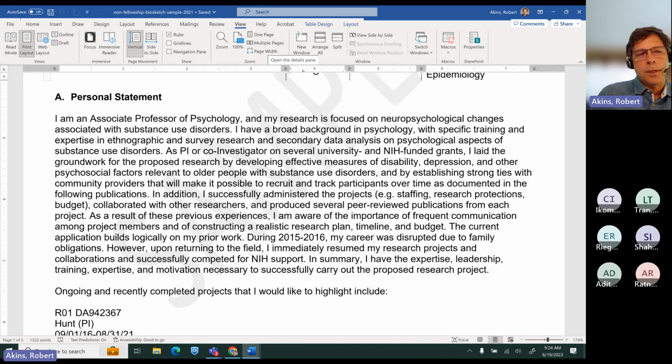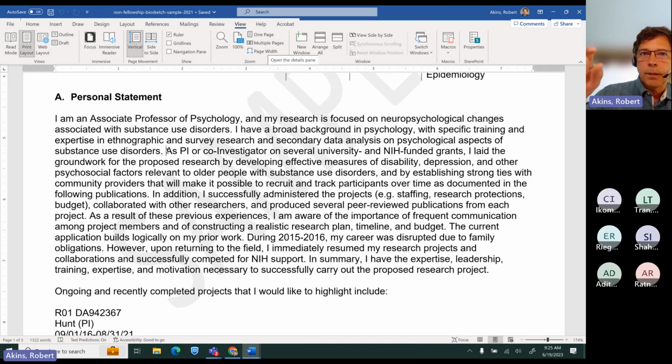So this is their description. They talk about themselves. Their research is focused on neuropsychological changes associated with substance use disorders. That's actually, I didn't pull that, but that's what the grant is associated with. They talk about their specific background. Some people do it in this order, some in another order. I usually start off by saying what I'm going to do with the grant, but that's personal preference.